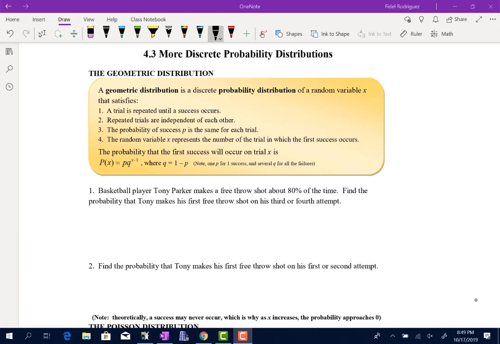All right, so guys, the next section here is 4.3. It's more discrete probability distributions. All right, so guys, we have something called the geometric distribution.